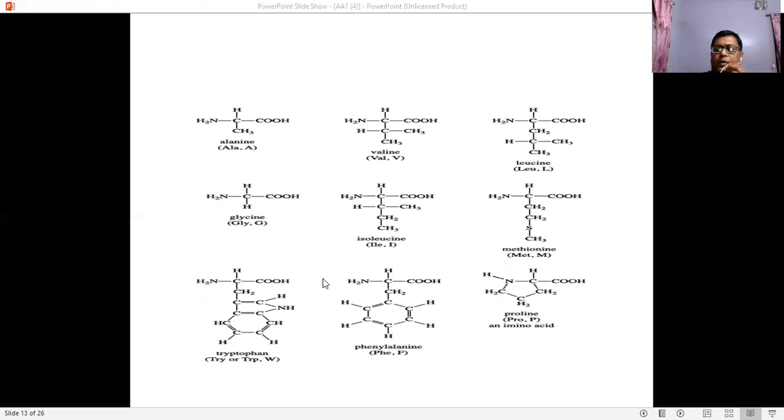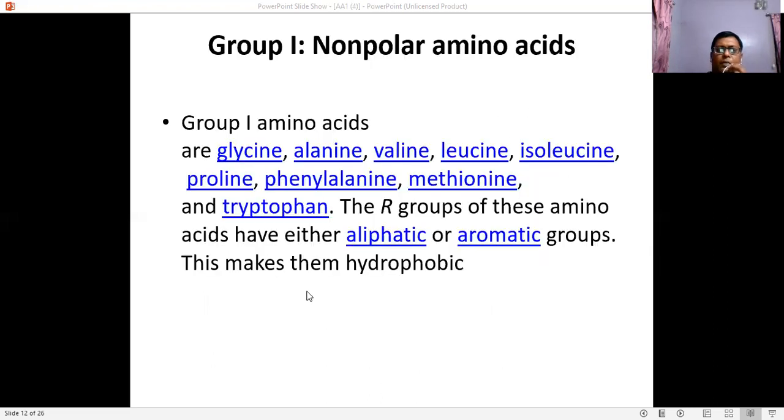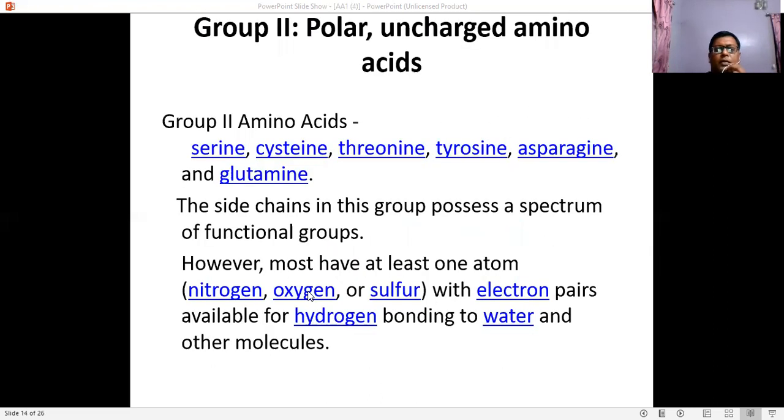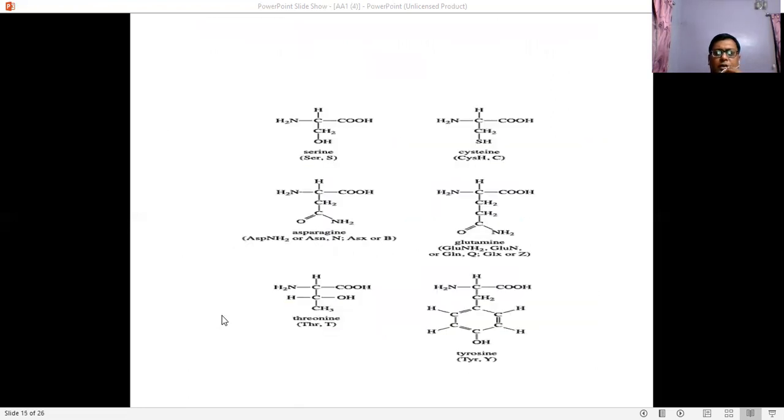These are amino acids of group 1, that is non-polar amino acids. Next is type 2, that is polar amino acids. Polar amino acids are serine, cysteine, threonine, tyrosine, asparagine, and glutamine. The side chains in this group possess a spectrum of functional groups. However, most have at least one atom with electron pairs available for hydrogen bonding to water and other molecules.